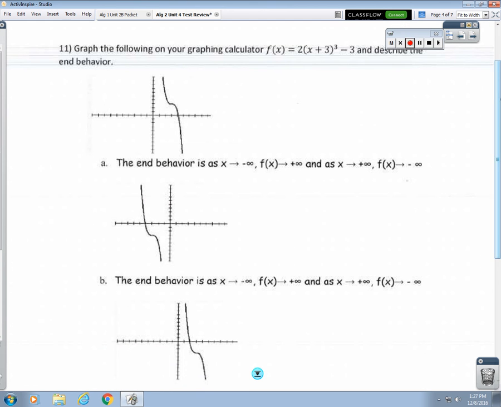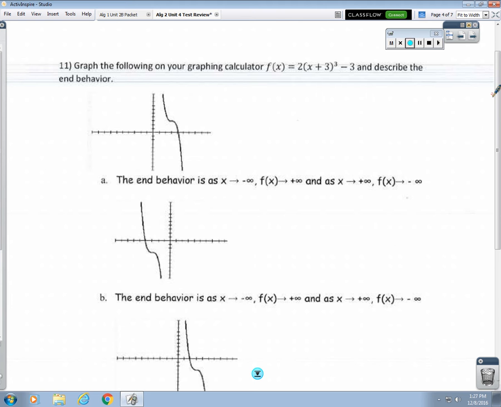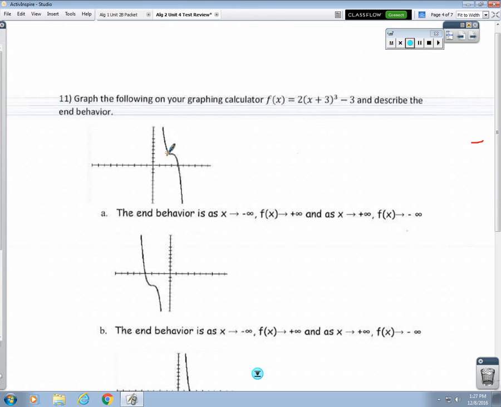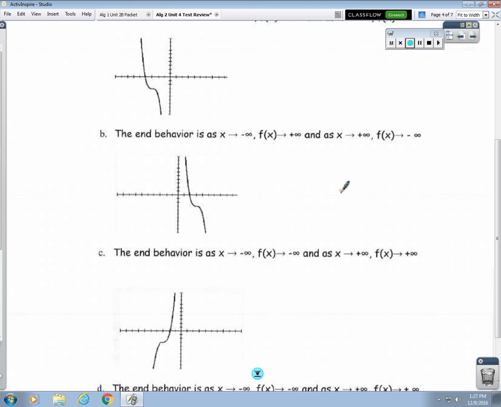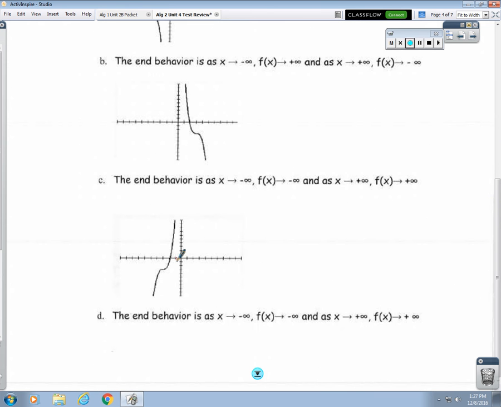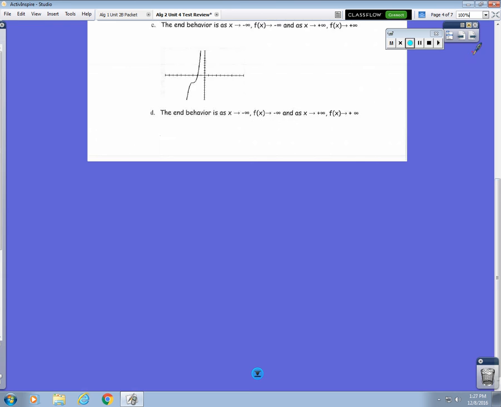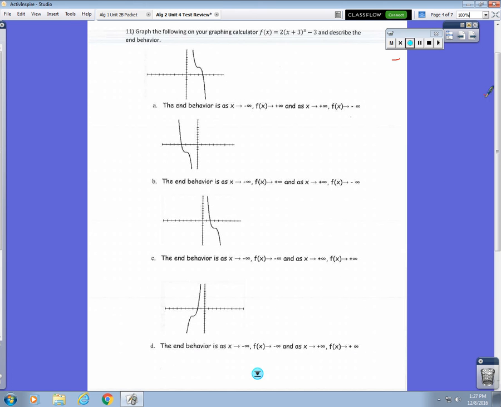Okay, number 11. Graph the following on your graphing calculator. F of x equals 2 times (x plus 3) cubed minus 3, and describe the end behavior. Let me go ahead and show you the picture. This picture belongs to A. This picture belongs to B. This picture belongs to C, and this picture belongs to D. So what I want you to do is graph it in your calculator and then tell me which one is right.